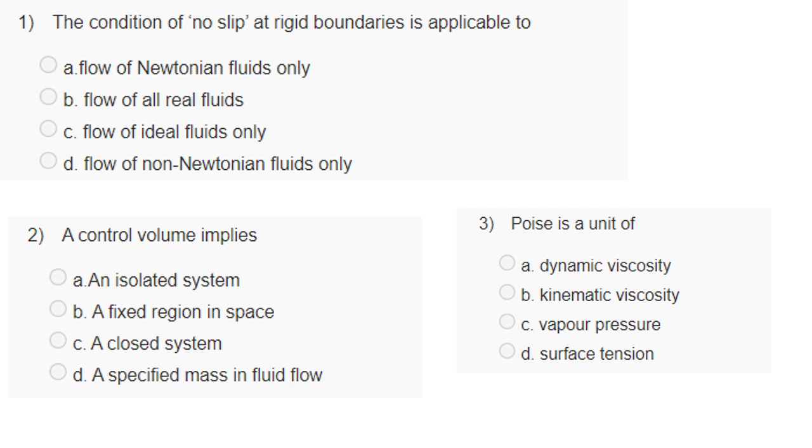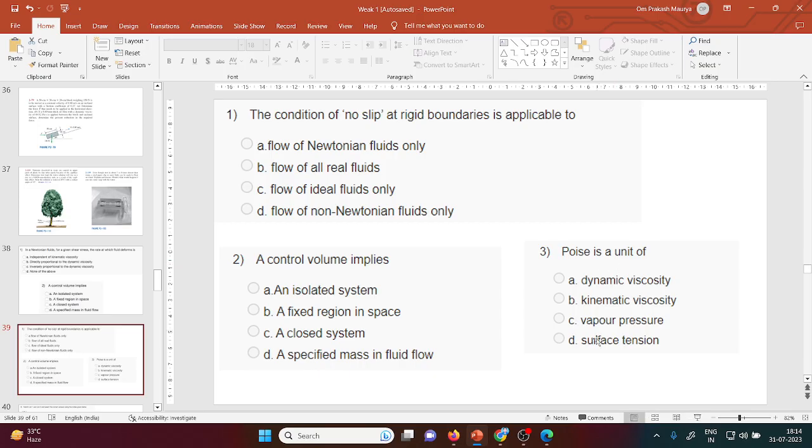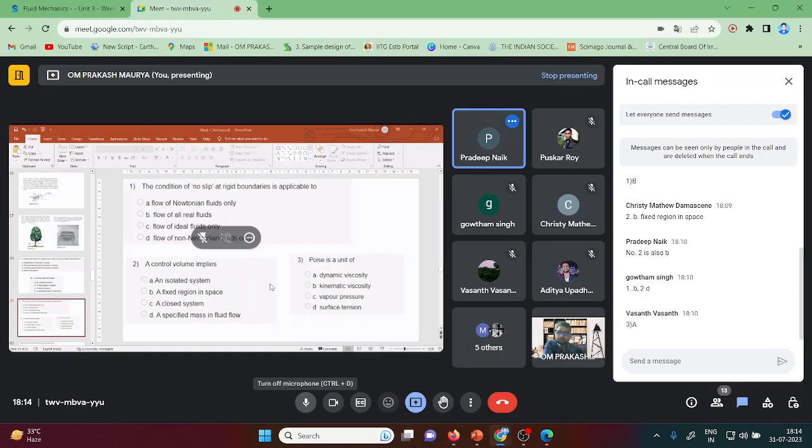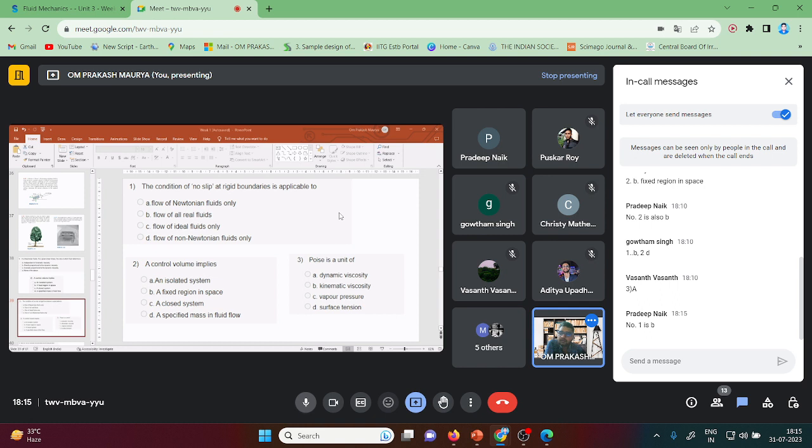The first question is about the condition of no slip at rigid boundaries being applicable to. Please, everyone, if you know the answer, give the answer in your chat box. For question number one, option A is the flow of Newtonian fluids only, option B is the flow of all real fluids, option C is the flow of ideal fluid only, and option D is the flow of non-Newtonian fluid only.